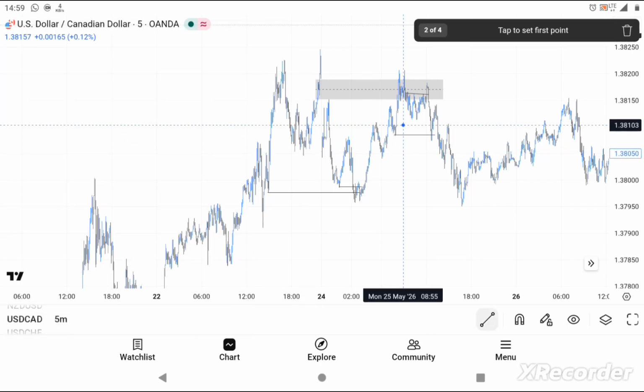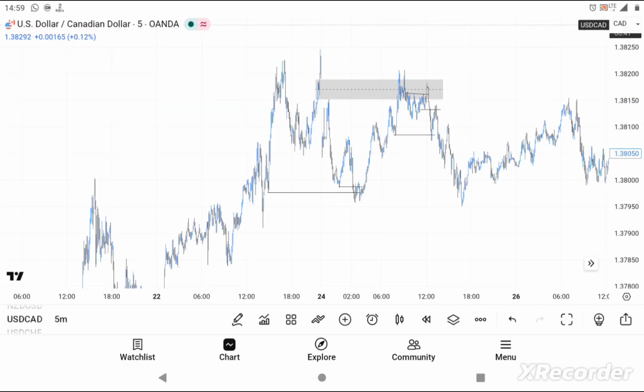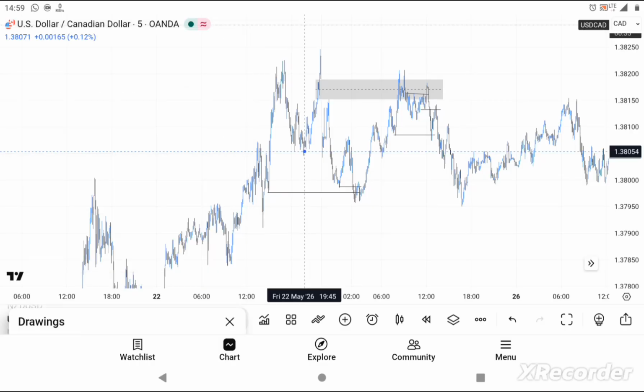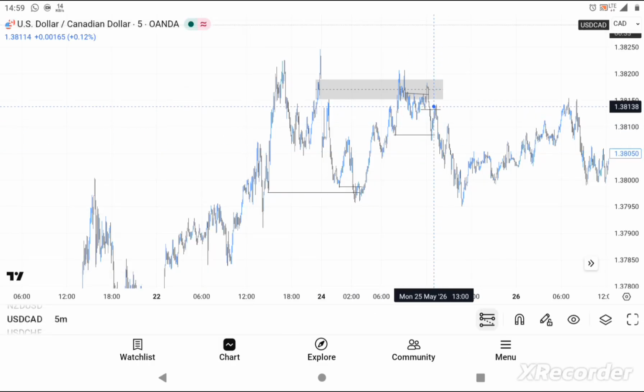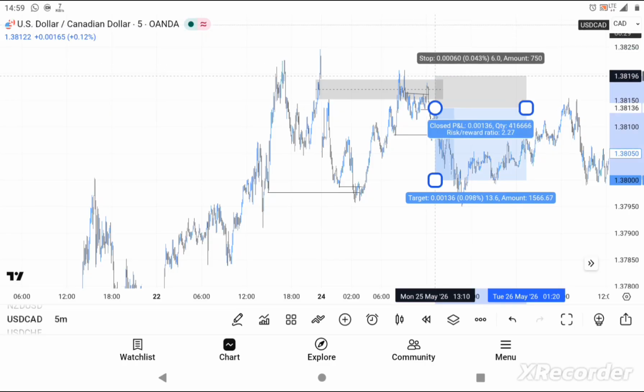Then you go ahead and mark. Can you see this? You mark that spot, then set your entry and stay around this area. You can even put it around here. You can choose to put it here because of spread, or you can put it here.